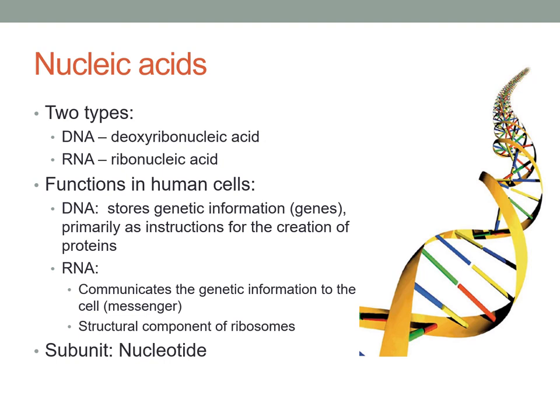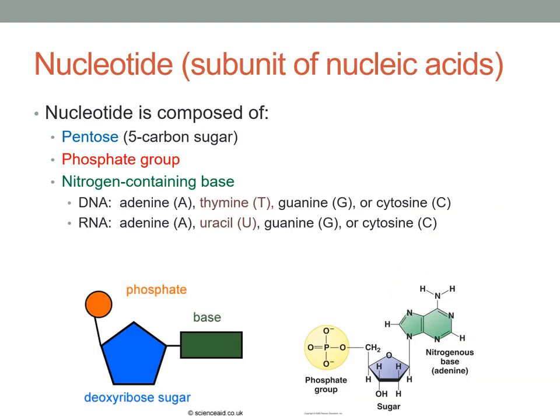The subunit for nucleic acids is the nucleotide. That's nice. They kind of sound similar, so it's easier to tell that they go together. All right, so it's a nucleotide. This is what a nucleotide looks like. Got a sugar, either deoxyribose or ribose, you have a phosphate, and then you have a base, because it is basic, it is alkaline, right? So that's our basic structure.